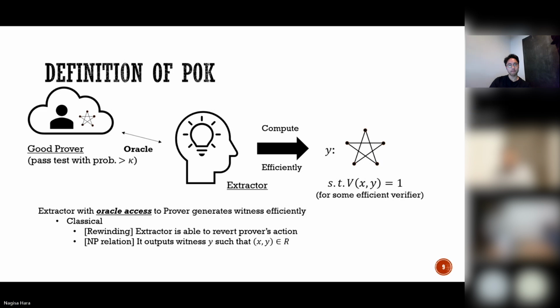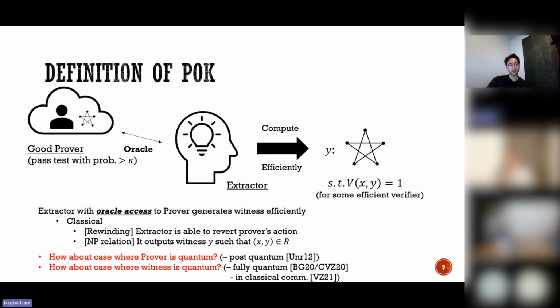So one thing is the rewinding, as you do with the simulator. And the other thing is that the witness the extractor computes must be valid, in the sense that it outputs the witness y such that the tuple (x, y) satisfies the NP relation. The NP relation is trivially defined by the NP language.